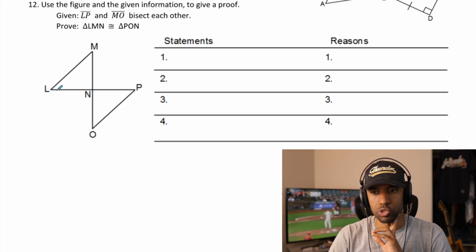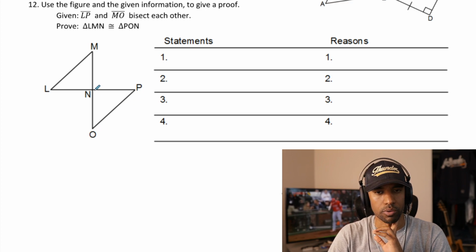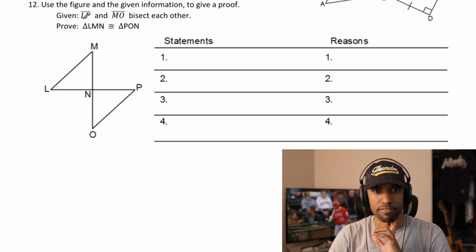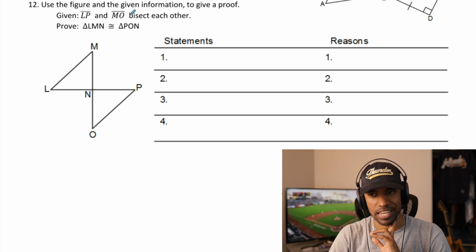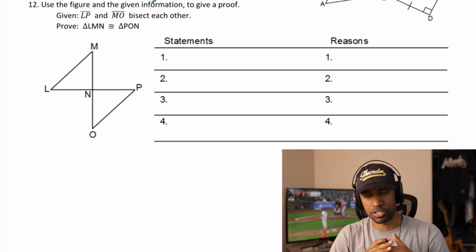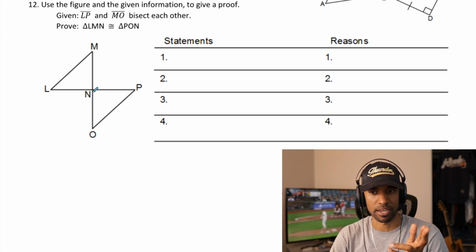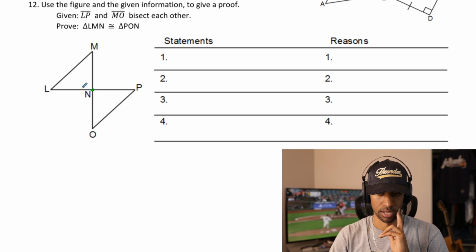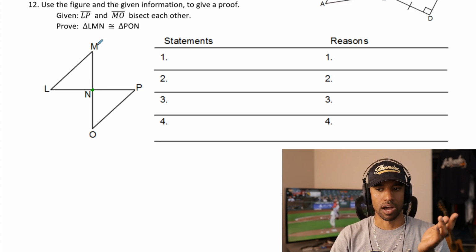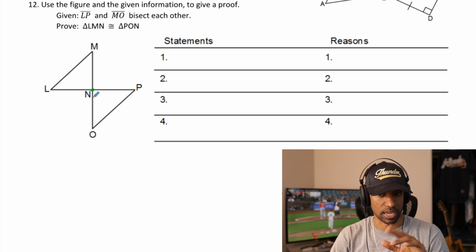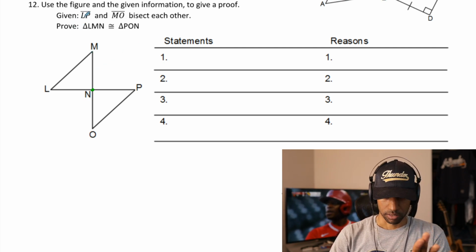Let's prove that these two triangles LMN and PON are congruent to each other, understanding the fact that LP and MO bisect each other. Now, these are segments that bisect each other. Segment bisectors intersect at each other's midpoints. If they bisect each other, that means N is the midpoint of these two things. That's only important to state how these things work. But anyway, let's start with the given.